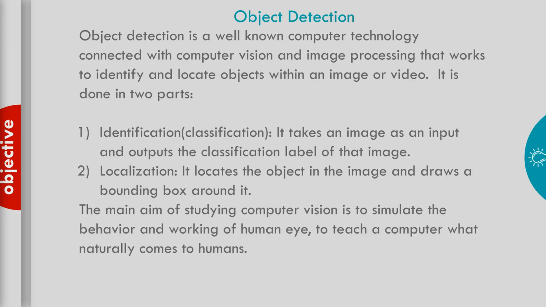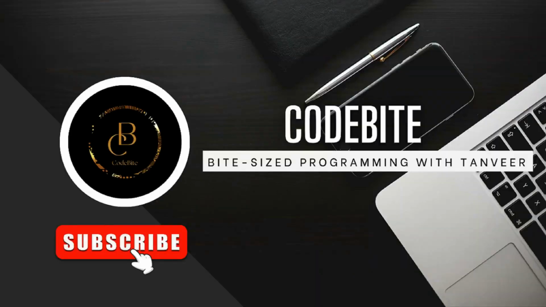Object detection is a computer vision technology that identifies and locates objects within an image or video. It involves two parts: identification or classification, and localization, which draws a bounding box around the object. The goal is to simulate human vision.